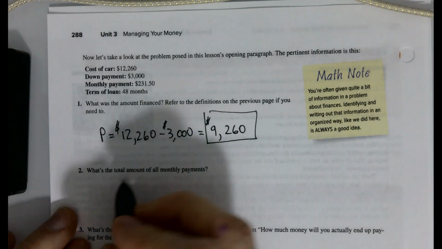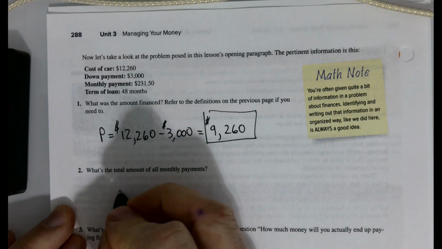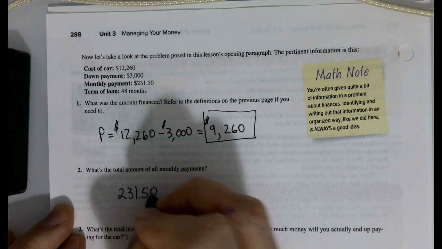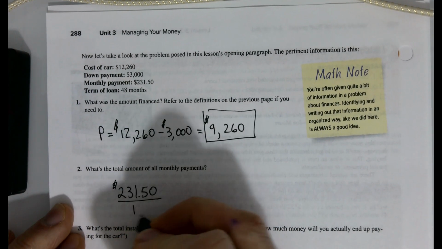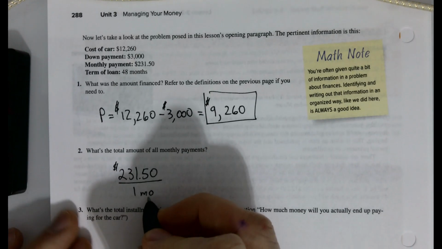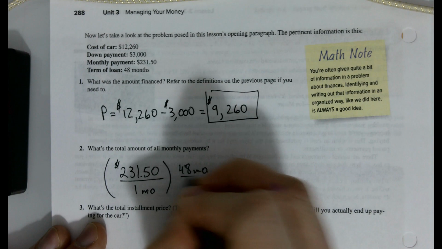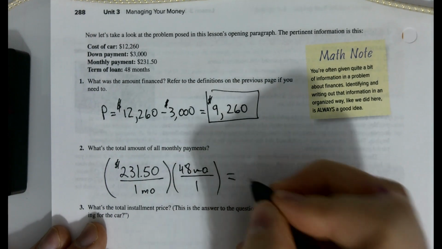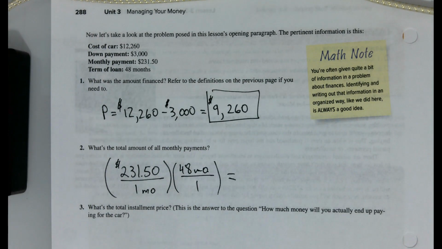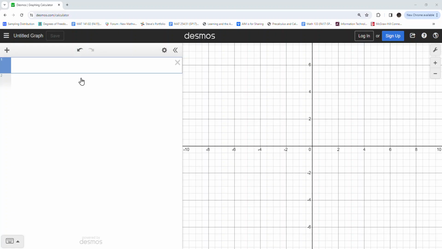The next one, what's the total amount of all monthly payments? Well, we're going to pay $231.50 a month. So if I use the unit analysis sort of thing, we're going to do this per month, but we're going to do it for 48 months. Right? So this is the total amount of money we're going to pay over the lifetime of this loan. So let's scamper over to Desmos and figure that out. 231.5 times 48. We're going to end up paying $11,112 over the lifetime of this loan.